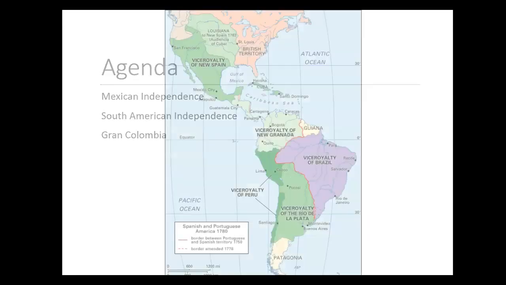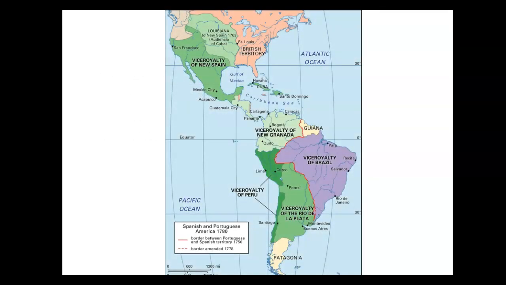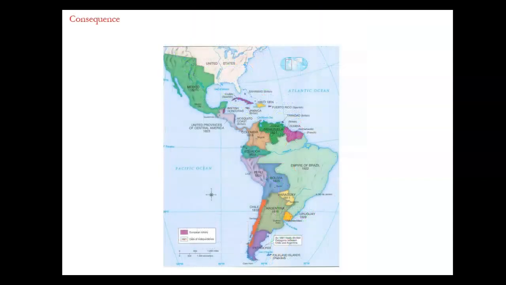If you recall, during the 18th century, Spain had significant control over the Americas. The Spanish colonies in the Americas consisted of the Viceroyalty of New Spain, the Viceroyalty of New Granada, the Viceroyalty of Peru, and the Viceroyalty of Rio de Plata. But by the early 19th century, the map of the Americas will be redrawn as we enter a new era of independence.